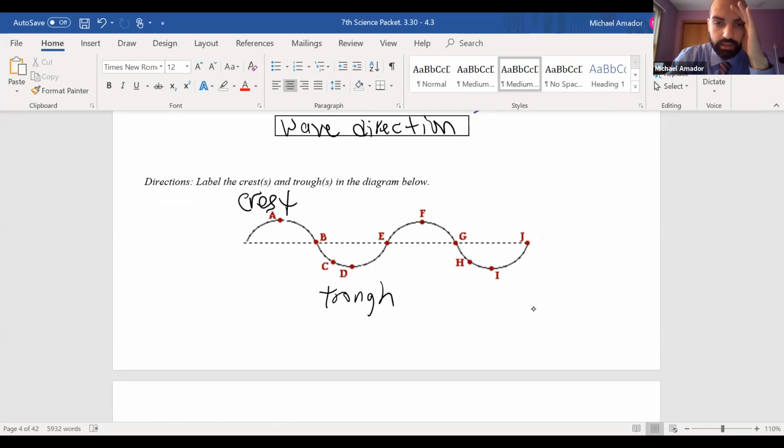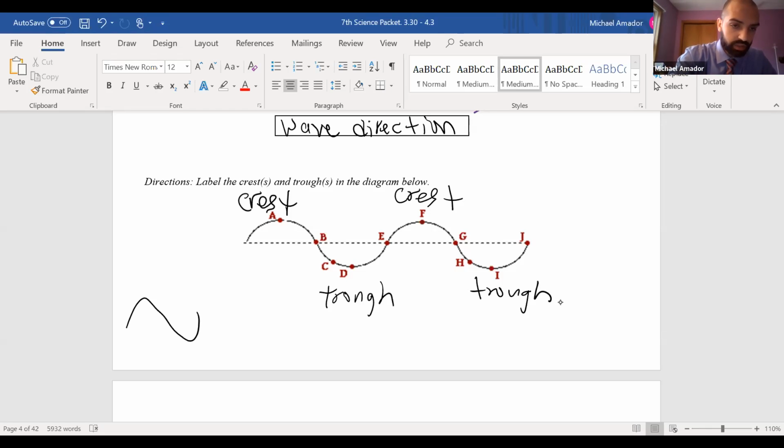E is not highest or lowest. F is another crest. And I is another trough. If you wanted to write these notes on your own paper, you could do something simple like this, and you could just label crest and trough. Super simple. Just mark those points right there. Crest and trough.